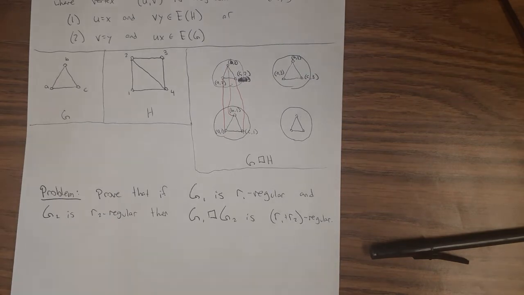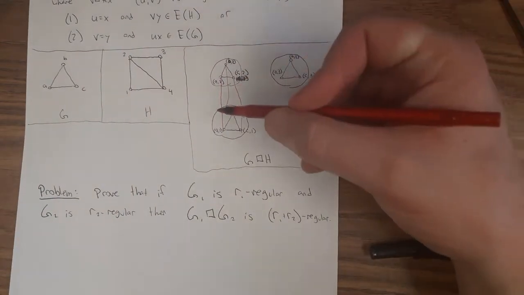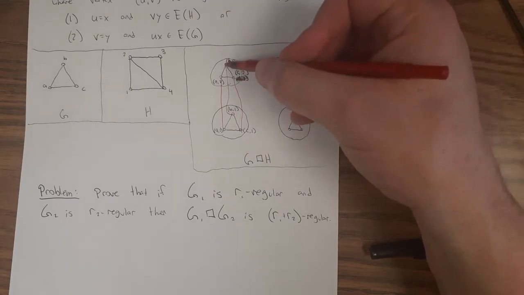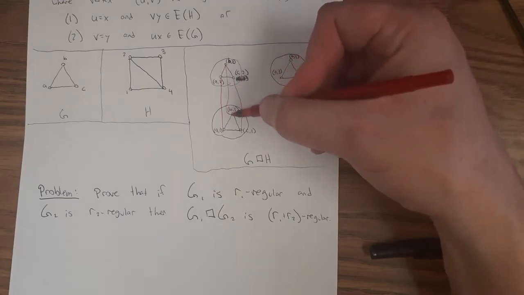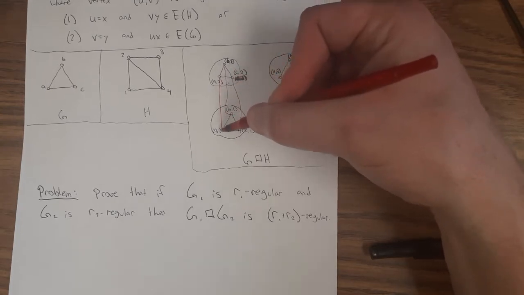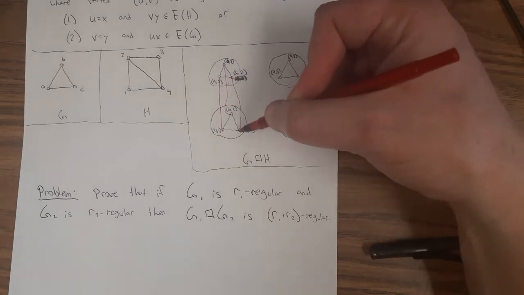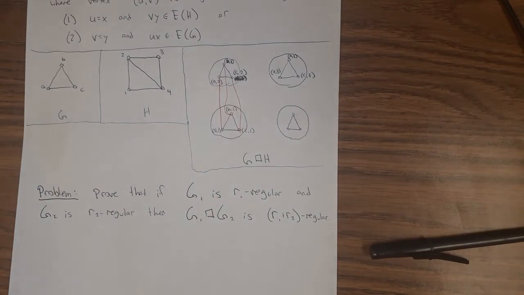So basically what you see here is I have this triangle, and the top vertex has an edge to this top vertex. The vertex on the bottom left has an edge to this vertex on the bottom left, and the vertex on the bottom right has an edge to this vertex on the bottom right. And that's what we're going to see more of.